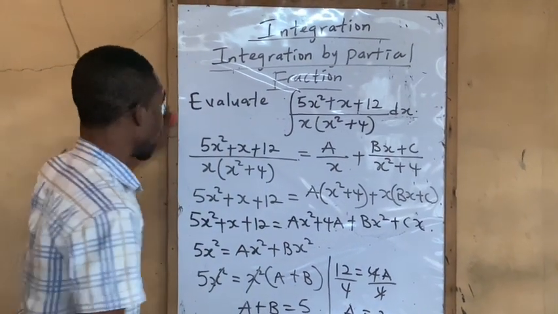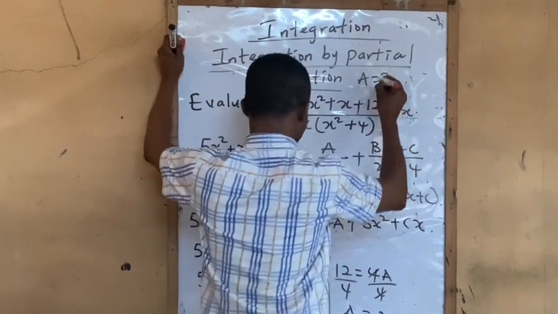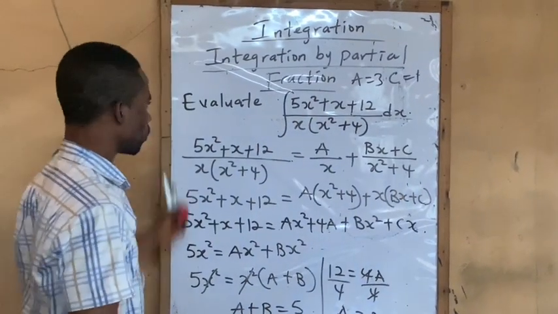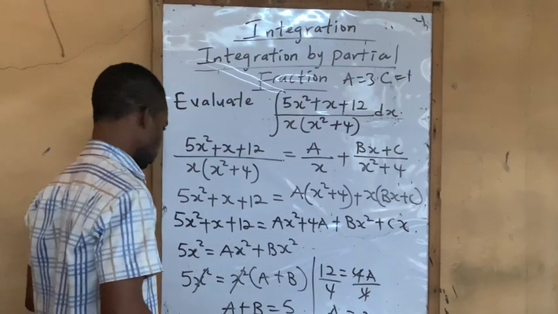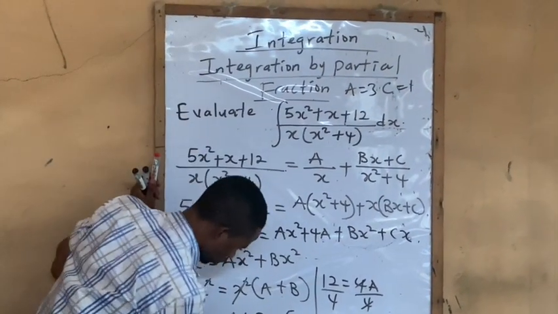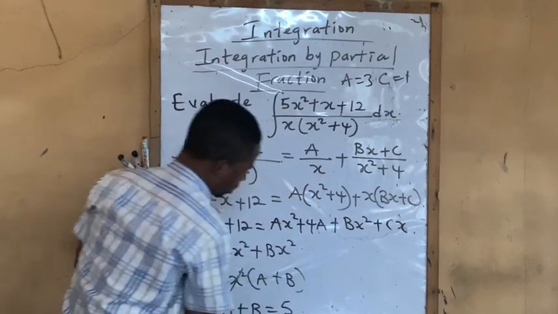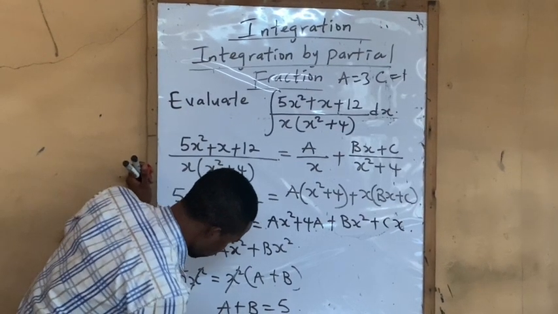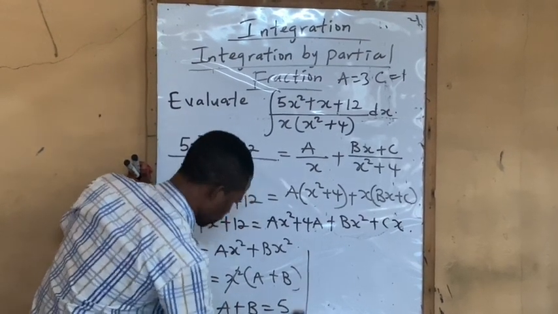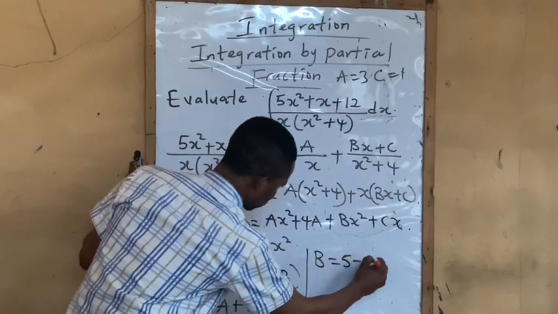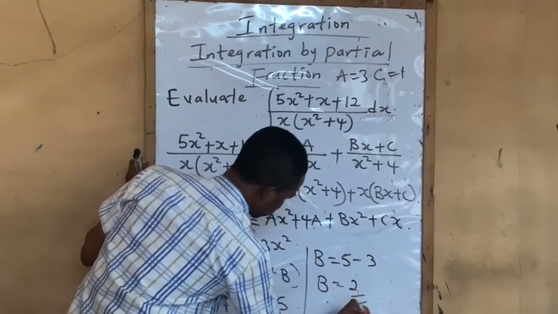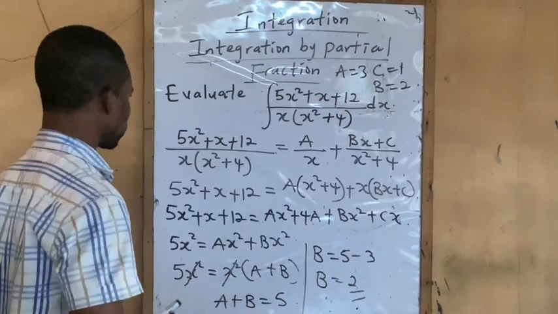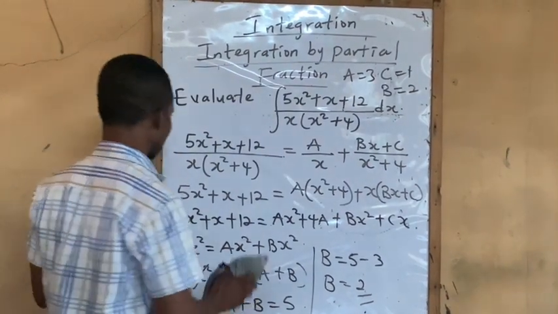Now I've known my a to be 3, I've known my c to be 1. Definitely, I can know my b from this equation here. So since a is 3, that is 3 plus b equals 5. So that means b equals 5 minus 3, and b equals 2, actually. So I'll know my b now also to be 2. Now I can just substitute inside.